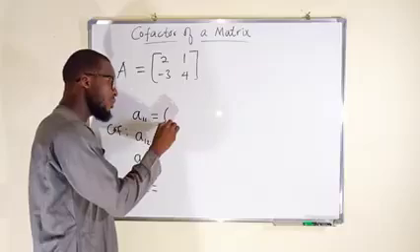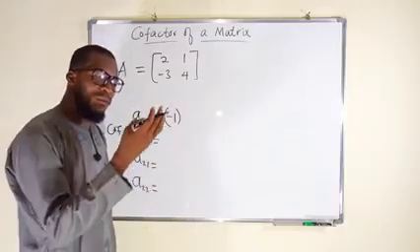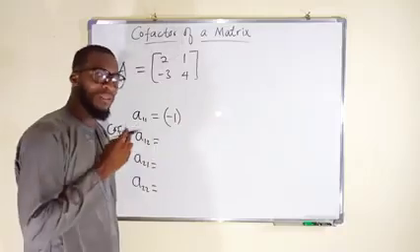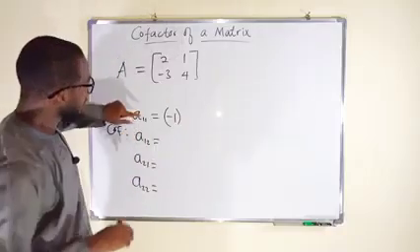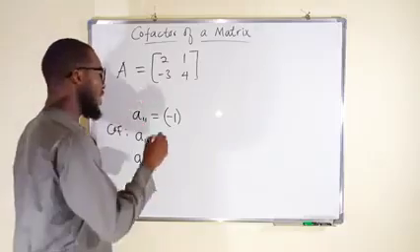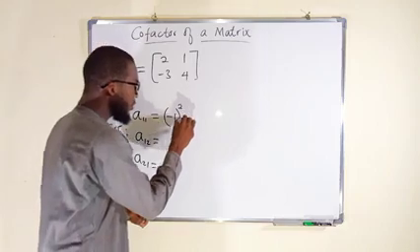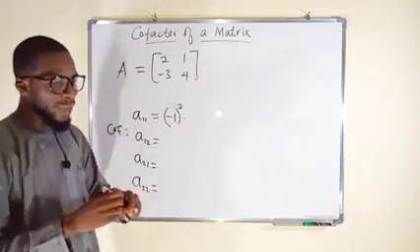I told you we are going to take -1 raised to the power of the sum of the column and the row of that element. You can see this first row, first column element, we have 1 and 1. So you add 1 and 1 together, you obtain 2. Then you multiply by the minor. How do we obtain the minor?